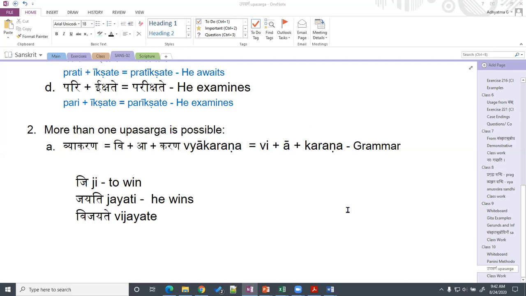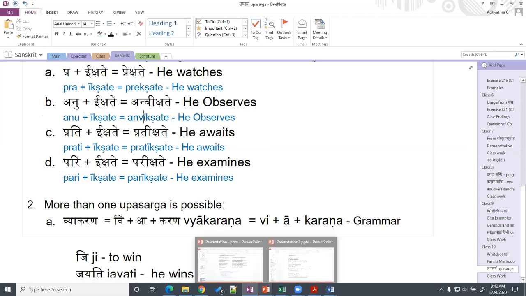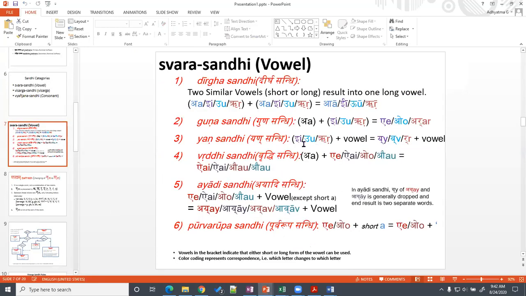There is a question: shouldn't okara plus ikara be vakara with long i? So here, anvikshate, it is indeed long. You see here, okara plus ikara becomes vakara and ikara. So here it is long, anvikshate. Actually, this ikara doesn't undergo any change. This ikara remains ikara only. Okara becomes vakara. Yan sandhi changes the previous consonant, not the following one. If you look at yan sandhi, ikara, ukara, rukara change to yakara, vakara, or rephа. The subsequent vowel remains the same.